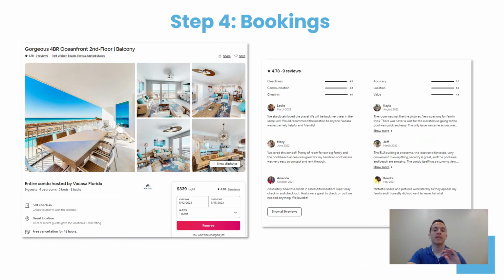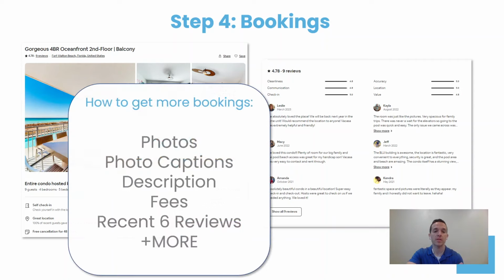Finally, step 4, there's a ton on this detail page, but in order to convert people, it's more about not scaring them away. So you want to have really professional pictures. You want to have photo captions on each of those pictures. You want to have a really easy to read description that sounds friendly. You want to not have too many fees, and make sure that those most recent 6 reviews don't have any bad reviews in them that might scare anybody away. Okay, again, so this is not comprehensive, but those are the big ticket ones that you should watch out for.